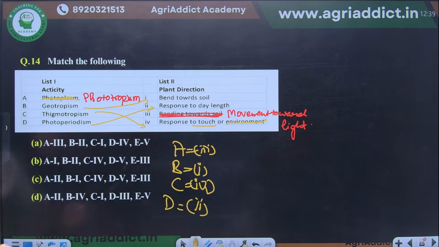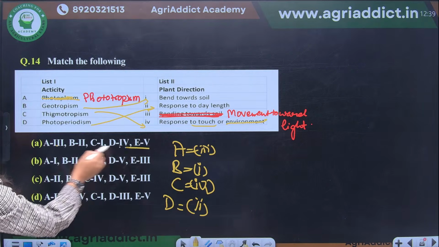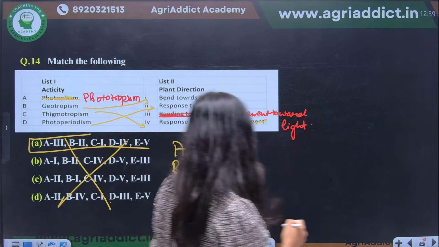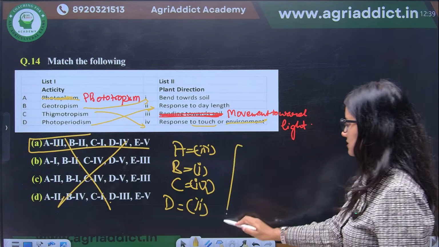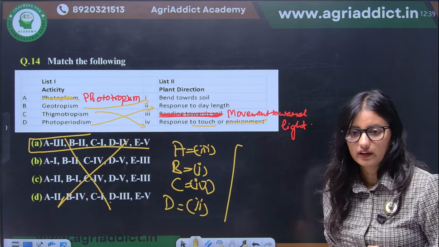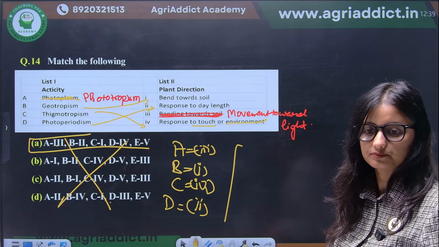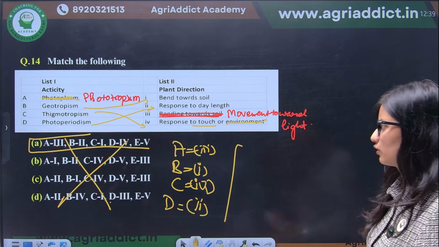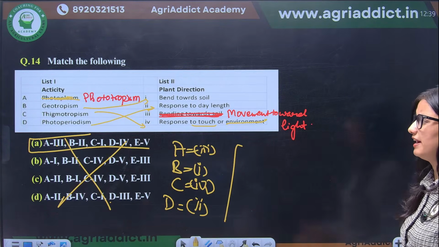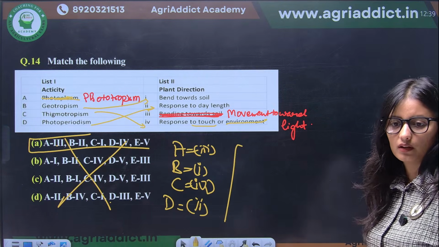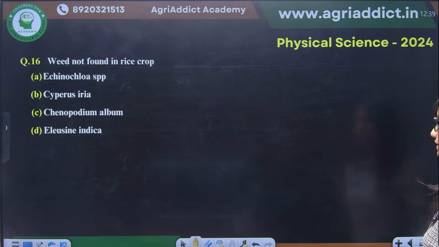So the options are A with 3, A with 3, B with. So the option is not here, the option is wrong. So this will be the answer. Okay, yes, options are wrong here. Is it clear? What is phototropism, geotropism, thigmotropism and photoperiodism? Clear? Okay, so let's move to the next one.